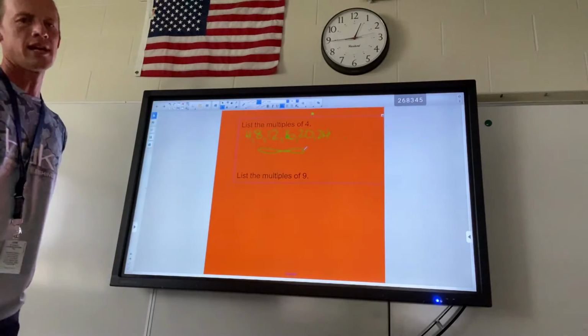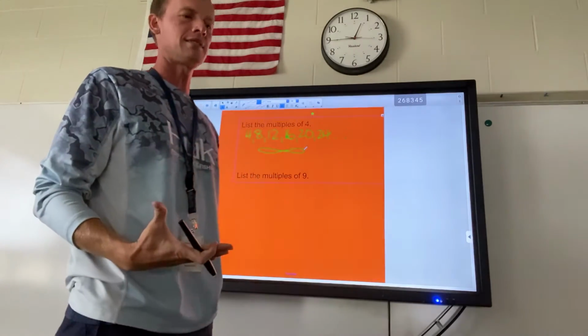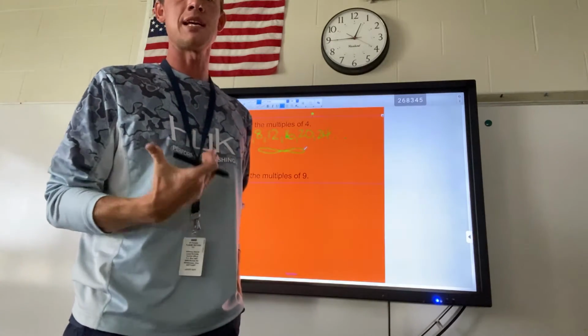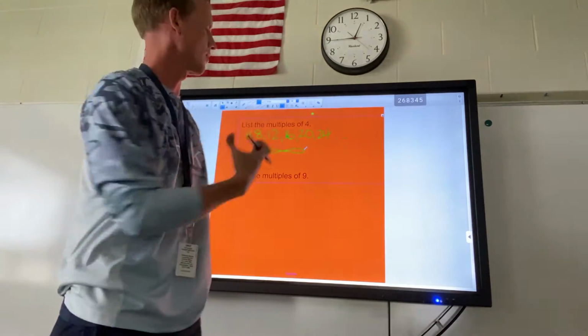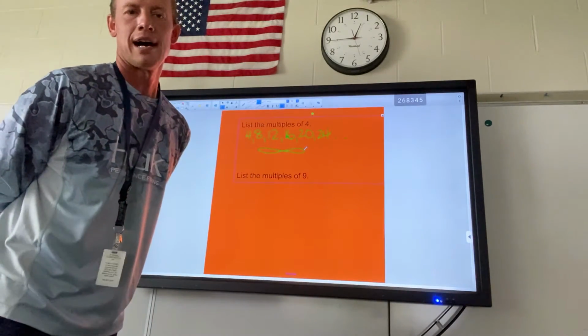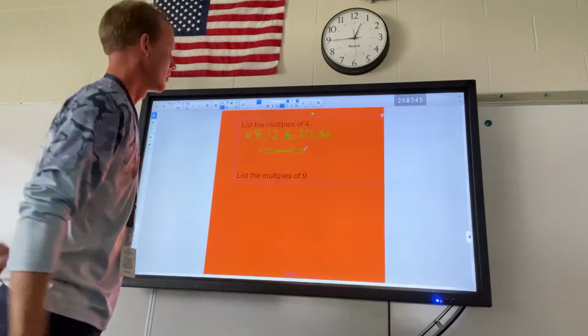How far do they go? They go to infinity. So kids always say, how many do I list? You'll see as we get into the least common multiple today, you list as many as you need to find a common one. But if you're just listing the multiples of 4, I'm good with you just listing out 10 of them, all right?